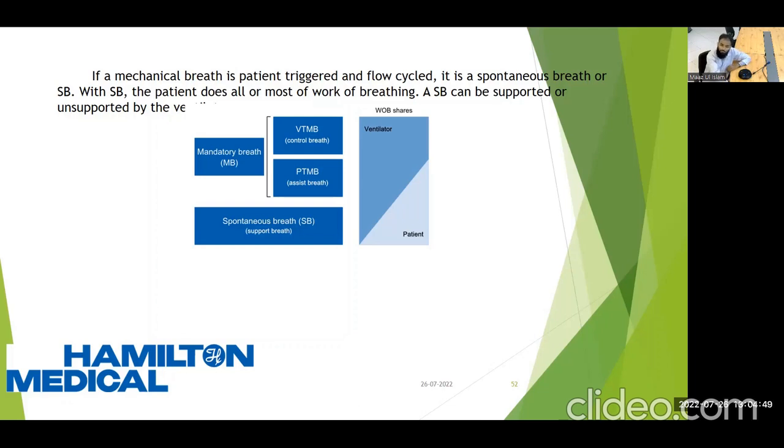In Hamilton G5 and S1, we have an option of volume support mode, in which we taper down the volume of the patient, and the patient relies on this mode. If the patient does not tolerate the spontaneous mode, either volume support or pressure support, the ventilator will automatically convert to SIMV mode or any desired apnea settings.